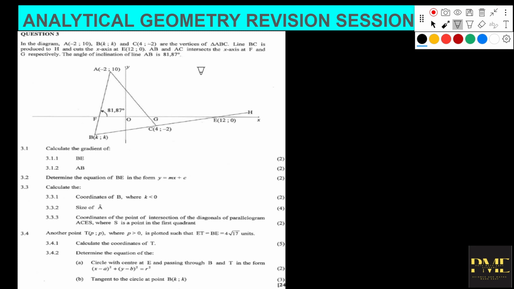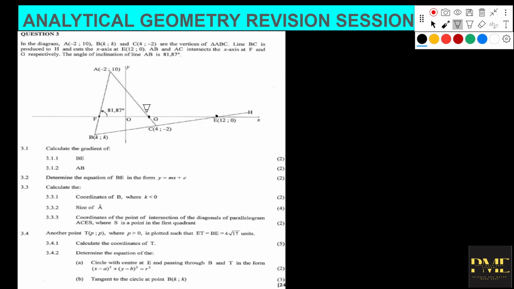AB and AC intersect the x-axis at F and G respectively. The angle of inclination of line AB is equal to 81,87 degrees. Just a quick mini analysis. We are told in the diagram below that A, B and C are vertices of a triangle. Line BC is produced to H and cuts the x-axis at E. AB intersects the x-axis at F, and AC intersects the x-axis at G. The angle of inclination of line AB is 81,87 degrees.